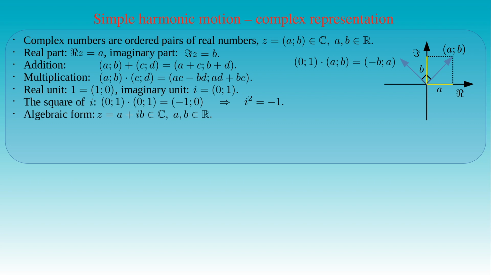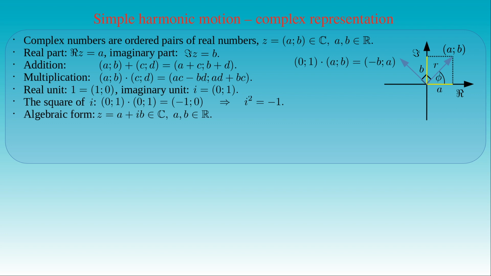If we use trigonometric relations in the complex plane, then we can write the projections of any vector representing a complex number in terms of the length of the vector and the angle between the vector and the real axis. Here the length r of the complex number AB is equal to the square root of A squared plus B squared, and the angle phi is given by the tangent of B over A.